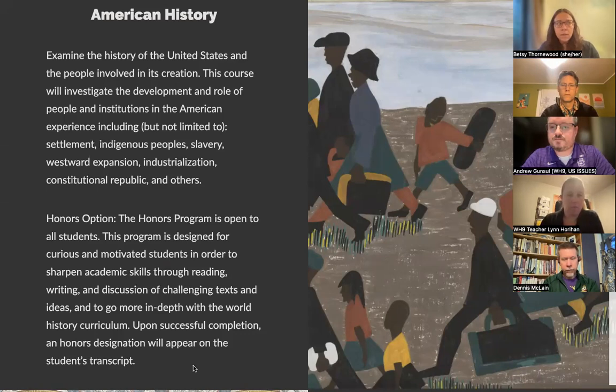How does the Constitution work? How do our branches of government work? How do our Supreme Court's justices make decisions, and what is that impact on people? And again, there's the honors option for this class as well.